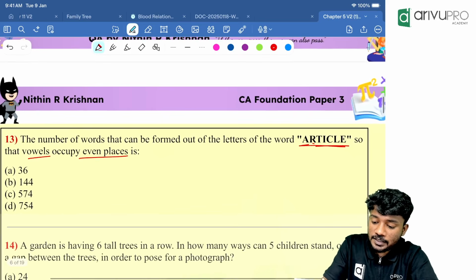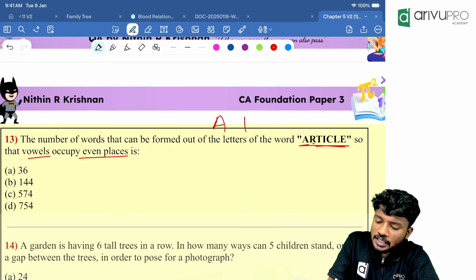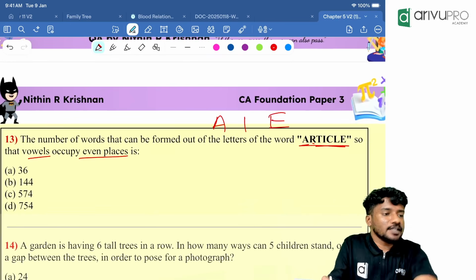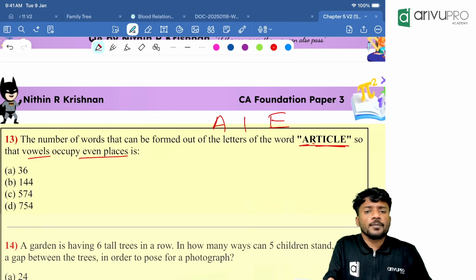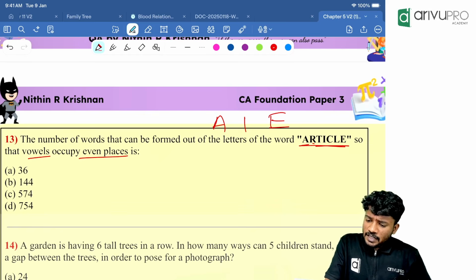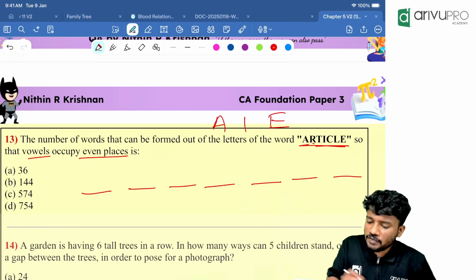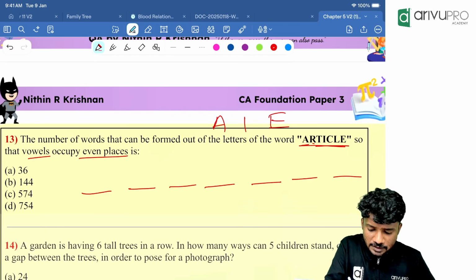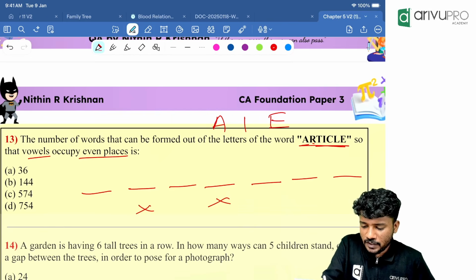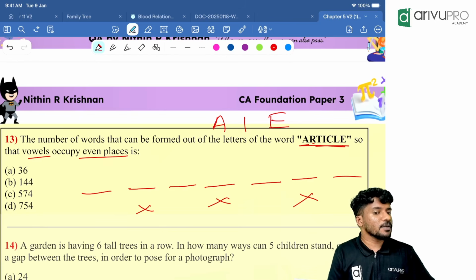How many vowels are there? Which are the vowels? A is there, I is there, E is there. 3 vowels are there. In total, how many letters are there? 7 letters are there. That means 7 vacant places are there: 1, 2, 3, 4, 5, 6, 7. Which are the even places? This is even, this is even, this is even. Only 3 even places are there.